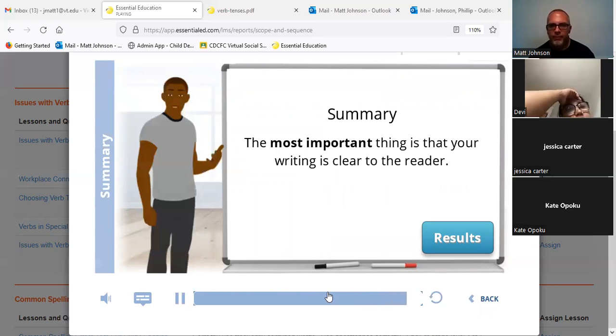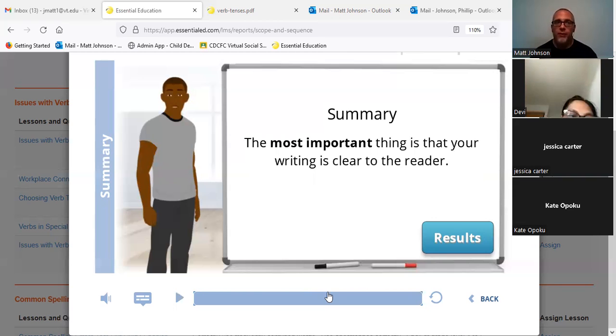Click results to see how you did on the lesson. Yeah, I think mostly where people get in trouble with tenses is switching them for no reason, right? You're just not maintaining the tense that you're talking in. So that's just something to watch for. And he says, we're not trying to reinvent the wheel here.